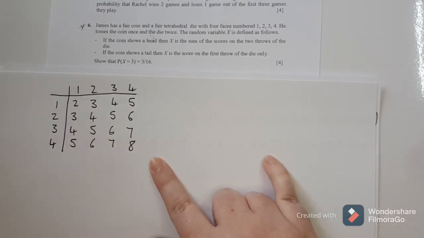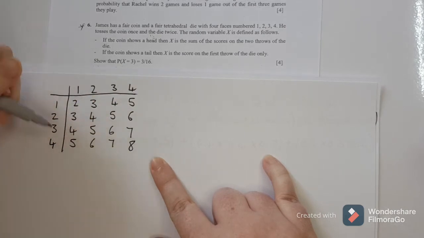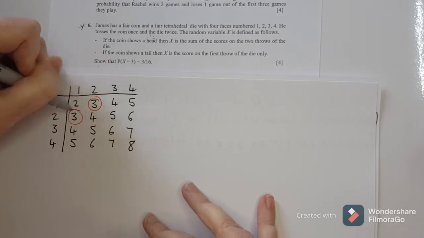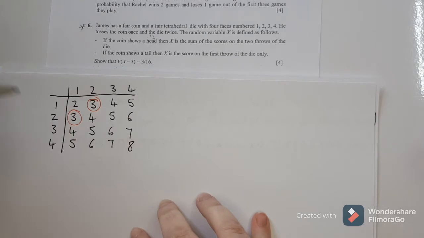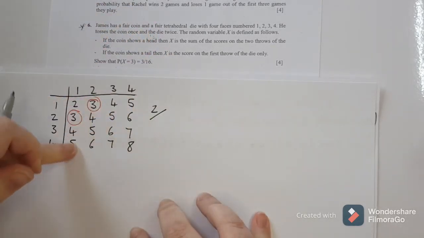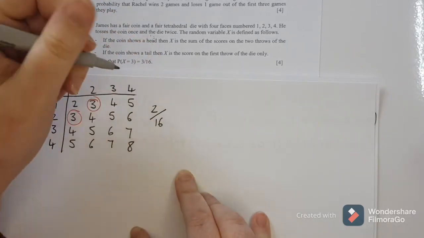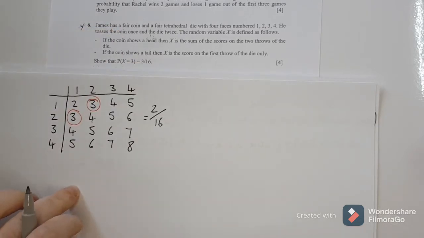And to work out our probability, we want to find where the answer is 3. So now we look in the table and we can find all the 3's, and there's only 2 of them. So the probability of getting a 3 here would be 2 over the total number in the table, which is going to then be 16. So that's getting all the 3's. But now we need to have all the possible options for our answer.